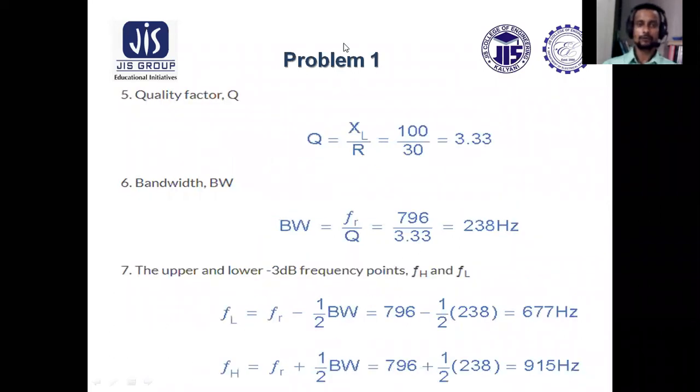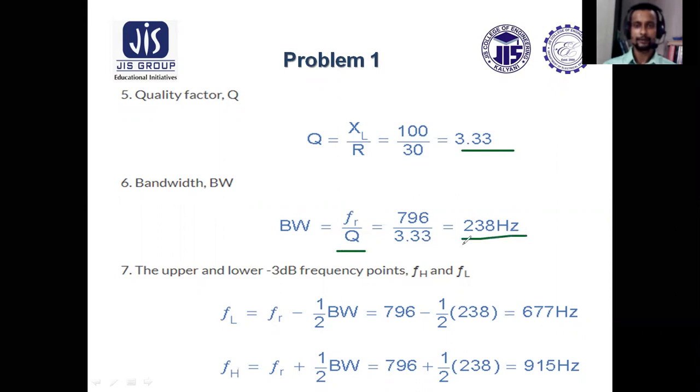Now, how to find quality factor? Quality factor Q equals XL by R. This formula we studied in series resonant circuit. So XL equals 100, and R is given. So 3.33 is the quality factor. Quality factor should not have any unit. It's a factor. Bandwidth is FR by Q.